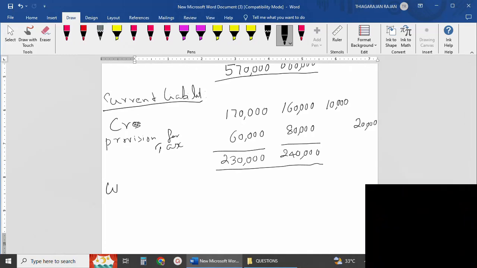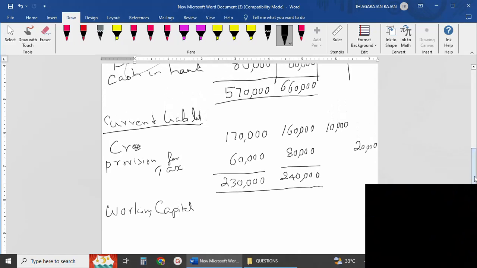Finally, working capital means current asset minus current liability. Current asset minus current liability comes to 3,40,000, which is the working capital for 1998. Similarly, calculate for 1999. Current asset is 6,60,000 and current liability is 2,40,000. The difference is 4,20,000. So the working capital is 3,40,000 and 4,20,000. How much has it increased? It has increased by 80,000.